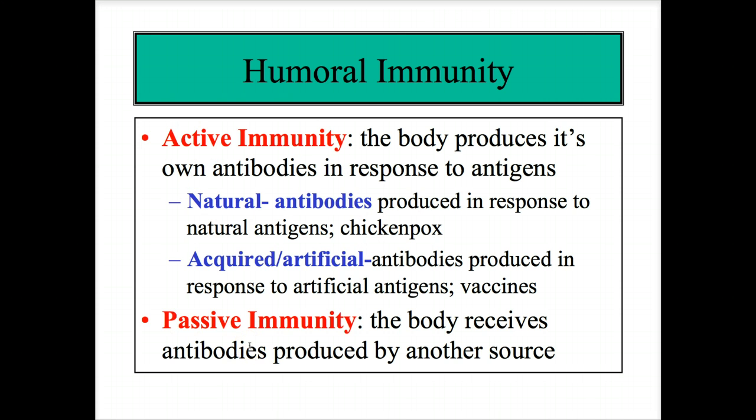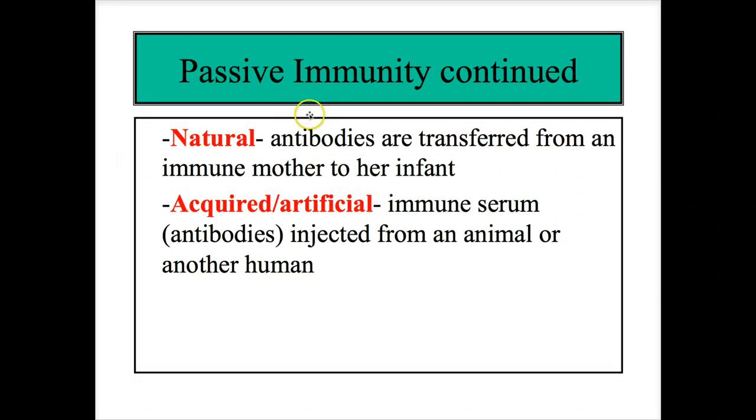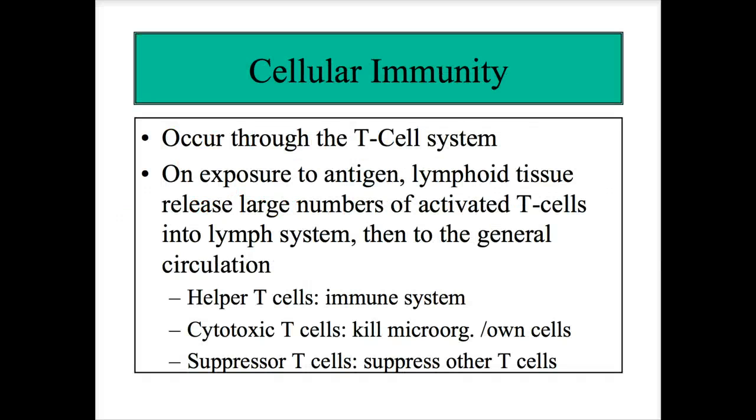Passive immunity, the body receives antibodies produced from another source, and the most common is the mother transfers immunity to her infant. Cellular immunity occurs through the T system, and you should really just know here that your helper T cells are your immune system, and your cytotoxic T cells kill microorganisms, and your suppressor T cells suppress T cells. Just be aware of it.